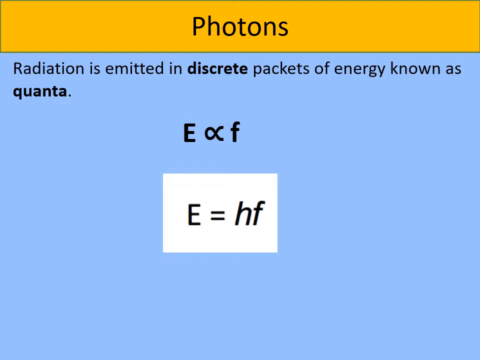Now, in 1905, Einstein said that energy isn't just emitted in discrete packets, but it actually continues as a concentrated packet of energy with particle-like properties. It is given a symbol a bit like this, to show that it's a discrete little packet of energy, and this is what is called a photon.